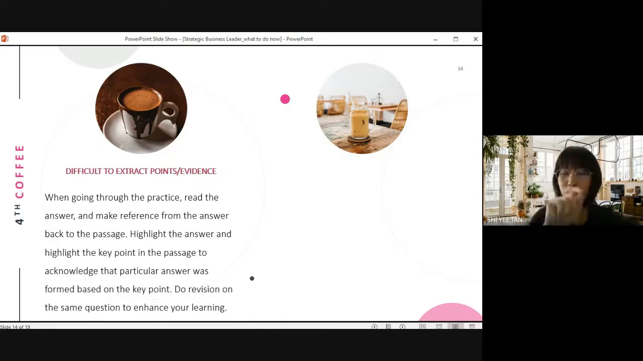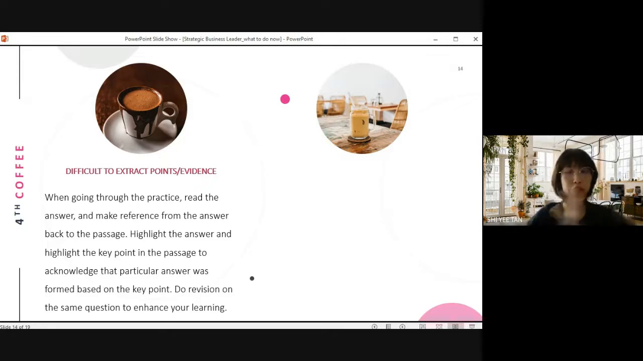You all like highlighters very much, right? Different colors, right? So you can now utilize your highlighters if you are using physical books. You can highlight the answers and highlight the key points in the passage to acknowledge that particular answer was formed based on that particular key point. So you can link these two. And of course, you need to do this for a few times. Then only you can enhance your ability to detect the point from the case study.